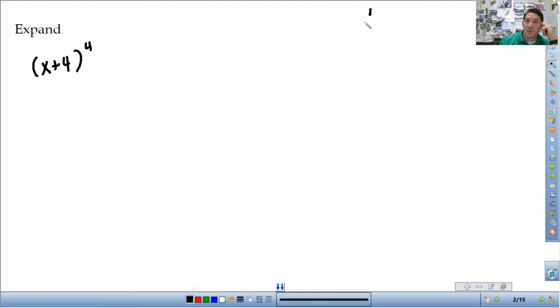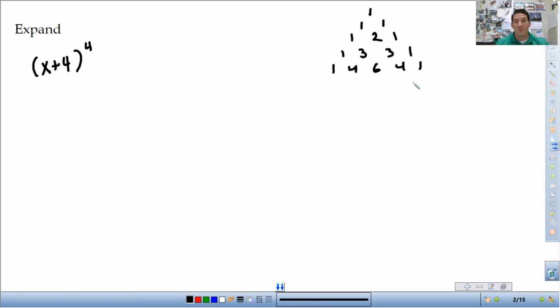What we want to do is go to the fourth row of Pascal's triangle. I'm going to write this out real quick. 1, 3, 3, 1, and then 1 plus 3 is 4, 3 plus 3 is 6, 3 plus 1 is 4. And so I'm going to use the fourth row: 1, 4, 6, 4, 1.